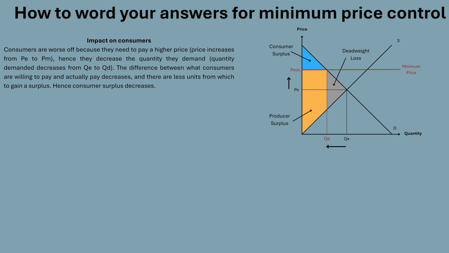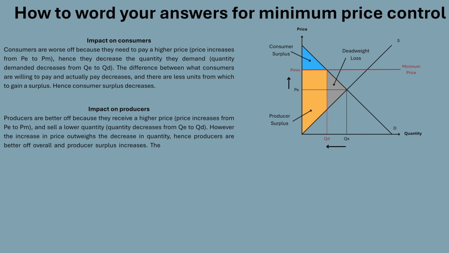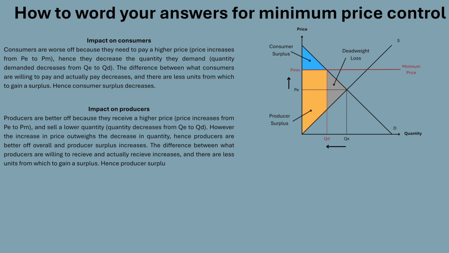Let's look now at the impact on producers. Producers are better off because they receive a higher price. Price for them increases from PE to P-min. They also, though, sell a lower quantity. Quantity decreases from QE to QD. However, the increase in price usually outweighs the decrease in quantity. Hence, the producers are better off overall, and producer surplus increases.